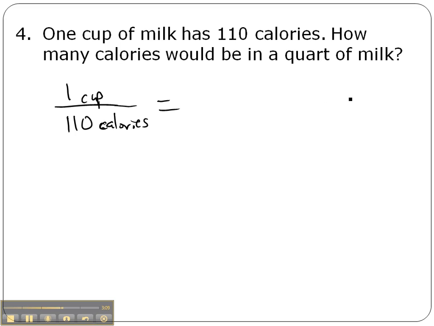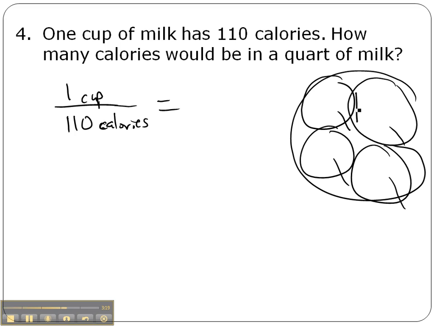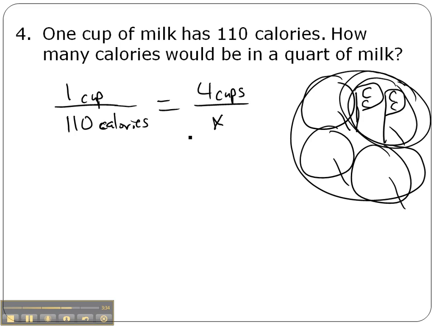So if you remember Big G, we have 4 Qs, 4 quarts in a gallon. In each quart there are 2 pints, and in each pint there are 2 cups. So in 1 quart I have 4 cups. And I want to find out how many calories, x.